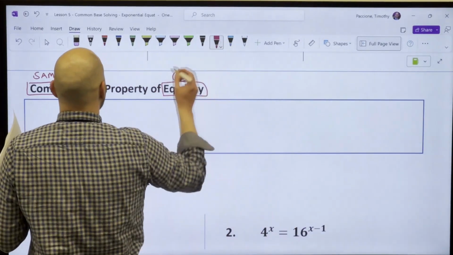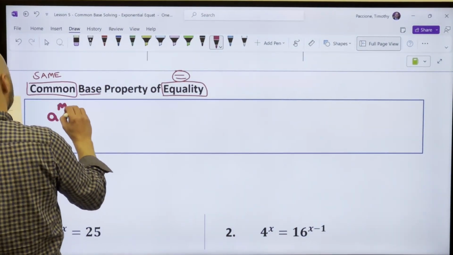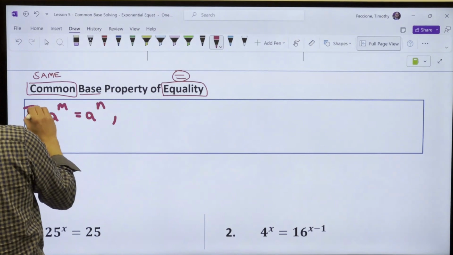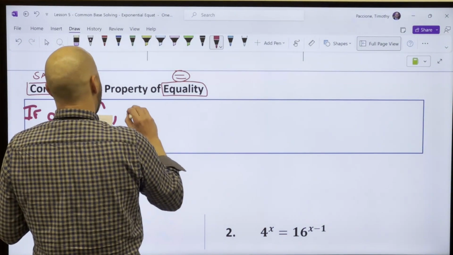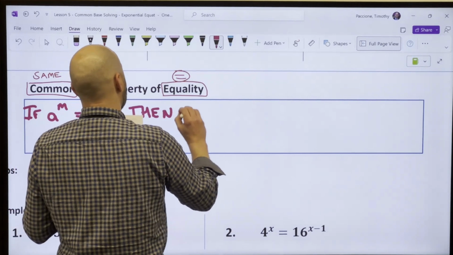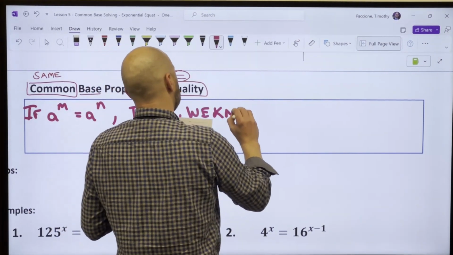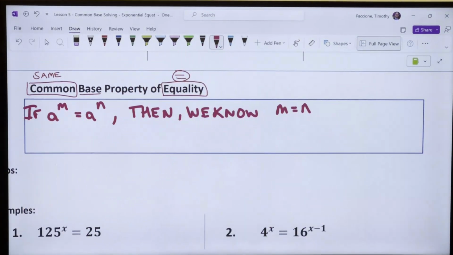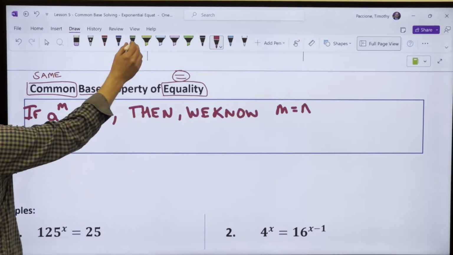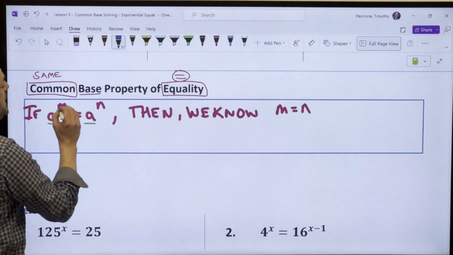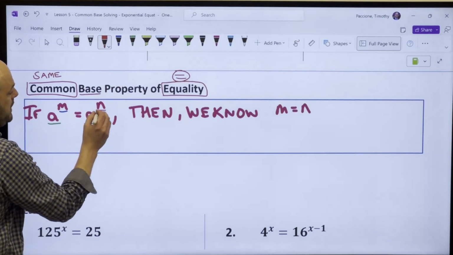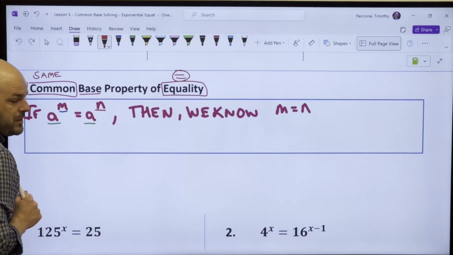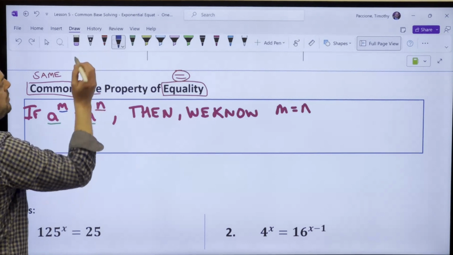Now the property says, if a to the m equals a to the n, then we know that m equals n. If you have the same base and different exponents, well, they don't have to be different, they could be the same too. But the exponents have to be the same thing. They must be true.